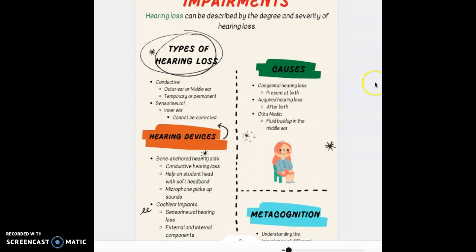And most importantly, what causes these types of hearing loss is a very important part to understand. In the chapter, it talks about congenital hearing loss, where sometimes these students have the hearing loss at birth. Others are acquired hearing loss, where it's after birth. Sometimes this could be caused by an ear infection or recurrent ear infections, by an injury, etc. And the other one is called otitis media, where fluid is built up in the middle ear, and that could cause a lot of problems and a type of hearing loss for the student.